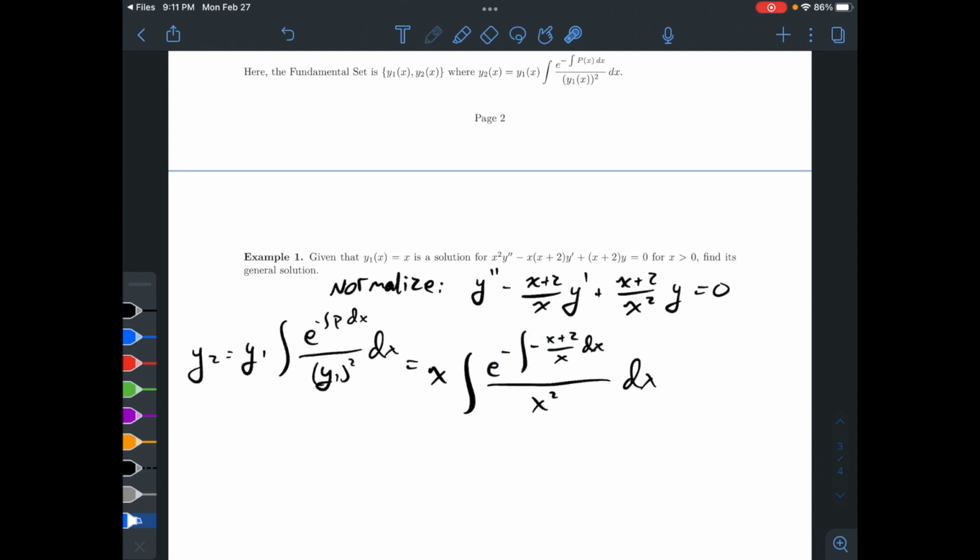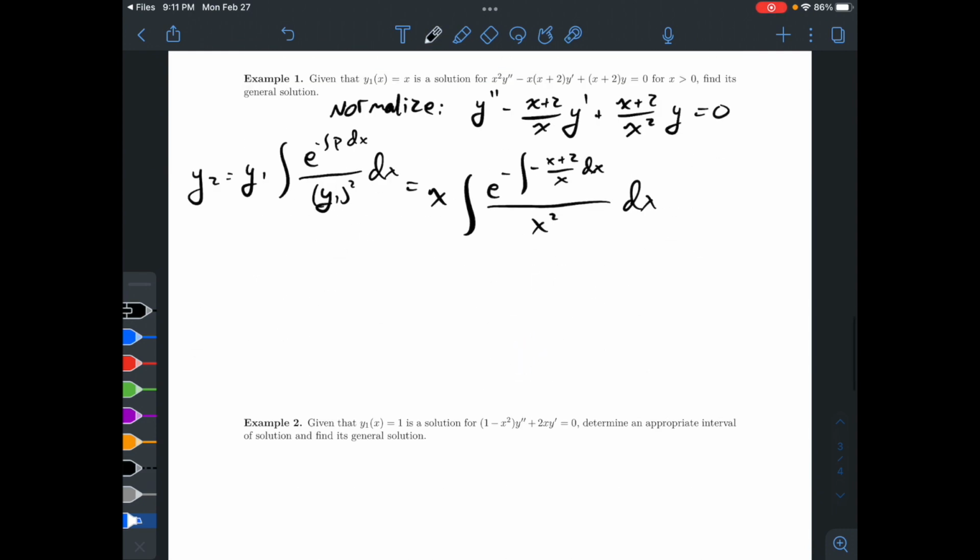We get this nice double negative cancellation here. So we'll make those both positive. And then we just get e to the integral of x plus 2 over x, which we can split up into two fractions, x over x plus 2 over x. So this is x times the integral.